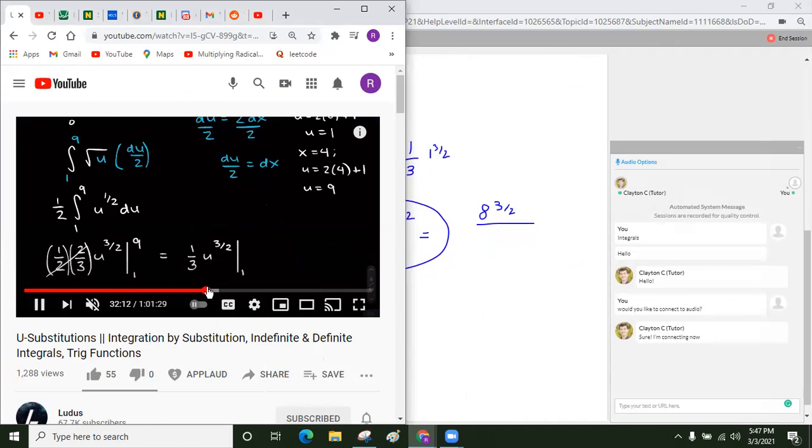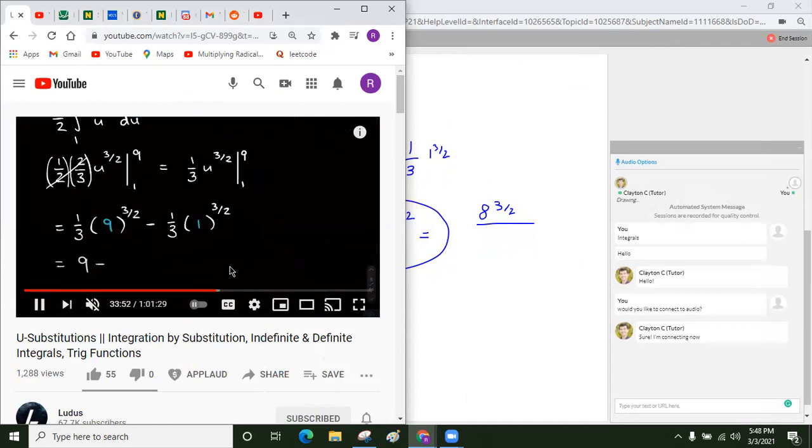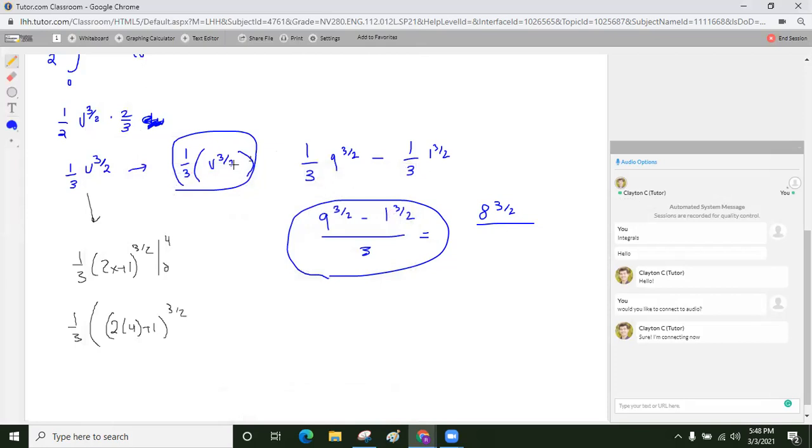So what I'd like to do is show you that if we'd have done it with x's, we'd get the same answer. Right. So if we replaced u with 2x plus 1, and we evaluate from 0 to 4, then we get that 1/3, plugging 4 in, plugging 0 in, and as you can see, we get the exact same thing.